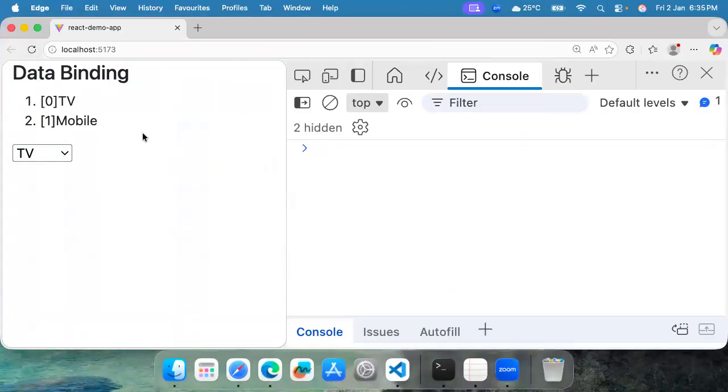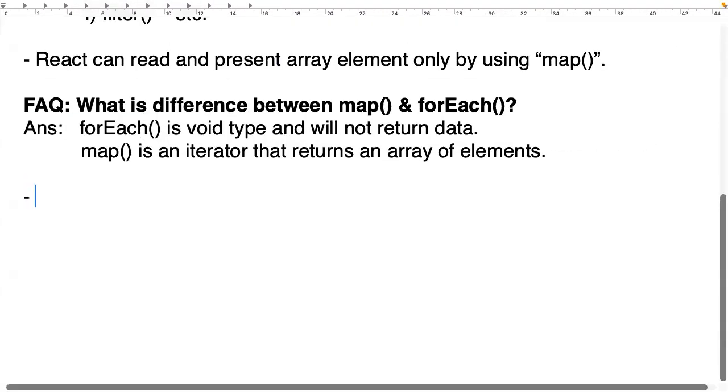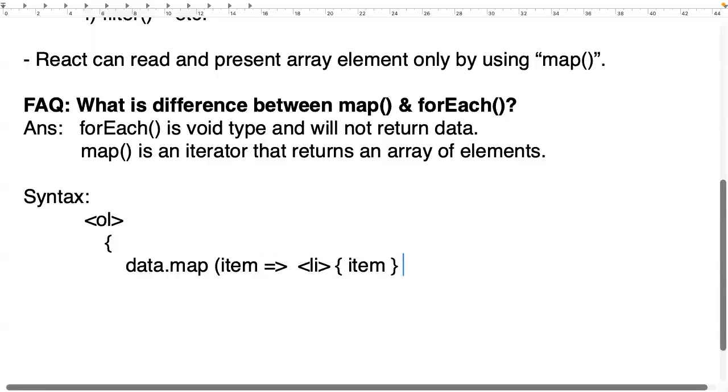That is the reason, if you are dealing with complex data, then every complex data will have a primary key. That primary key will be used as key. So what is the rule in React? I will give the syntax here first. We have to use data.map and read every item and create some li and display the item.